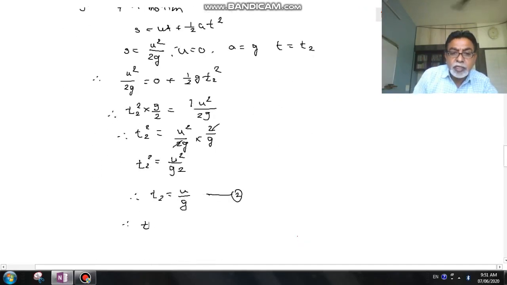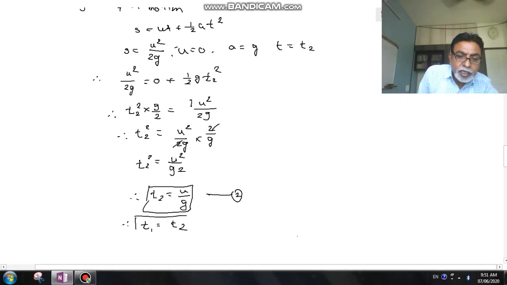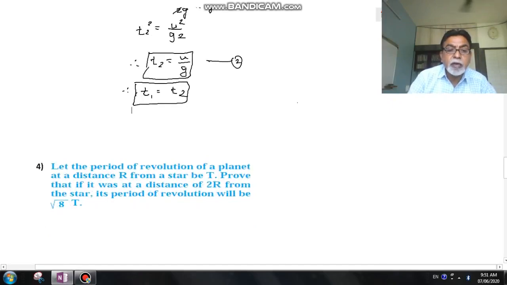And what is equation 2? U upon g. Both of them have their right hand side equal, and therefore from 1 and 2 we can say that t1 is equal to what? t2. Time taken to go up is equal to time taken to come down.